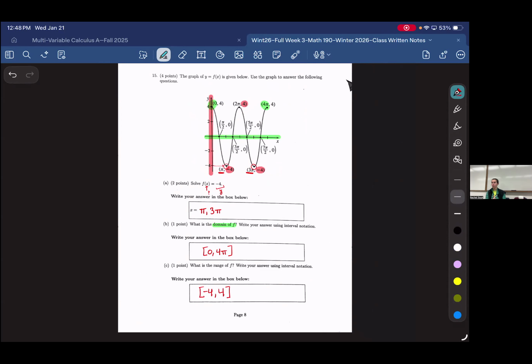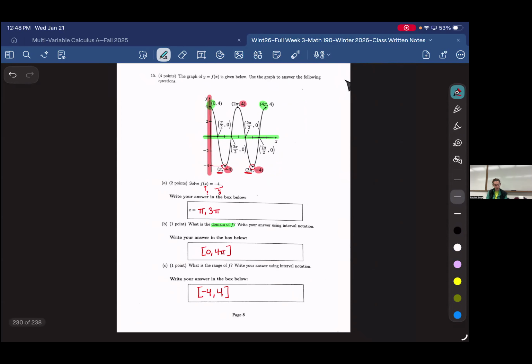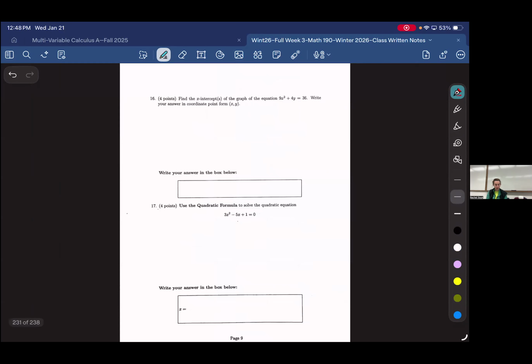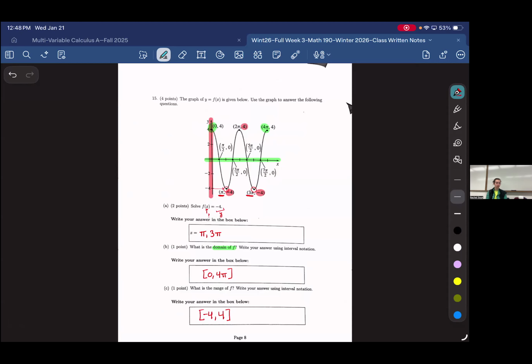Good so far? I think there's a few more, or no? Nope. Yeah, that was all of question 15.